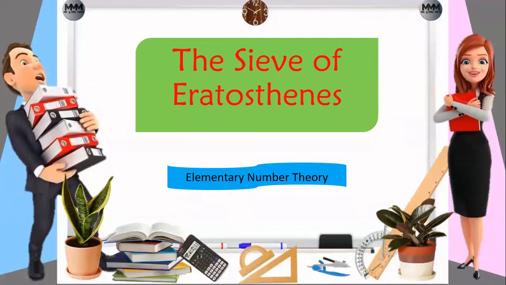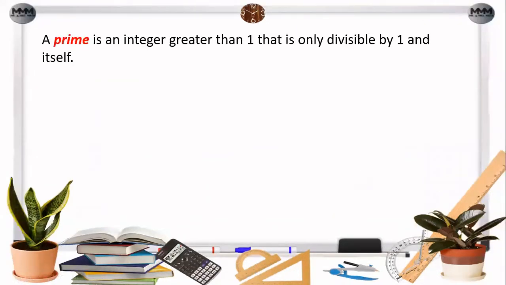Good day, everyone. Our topic for today's video is about the Sieve of Eratosthenes. So let's first define a prime integer. It is greater than 1 and only divisible by 1 and itself. In other words, a prime number has two factors, 1 and itself.